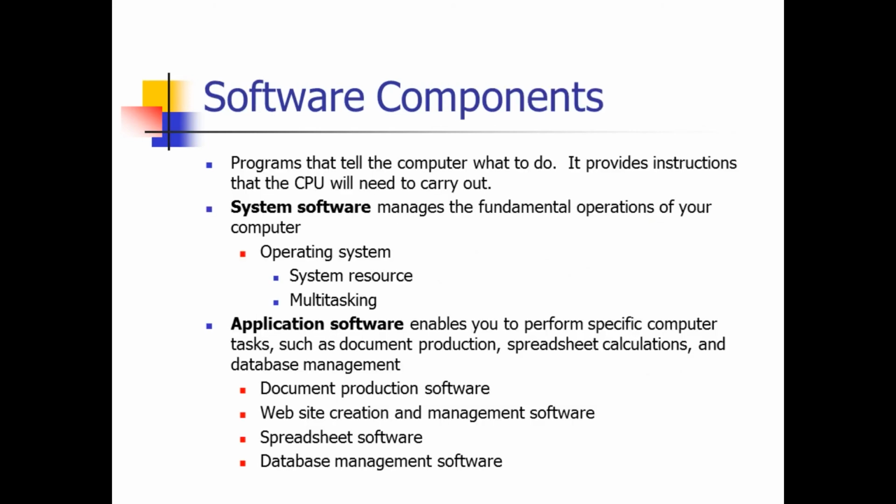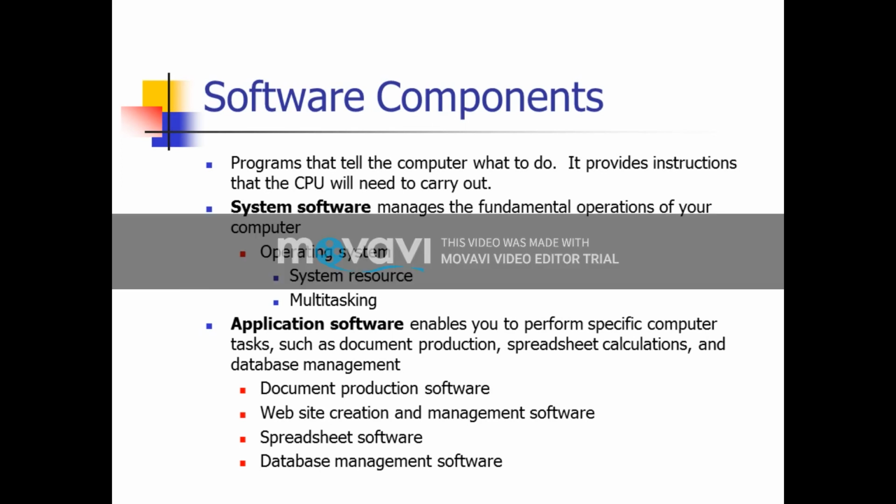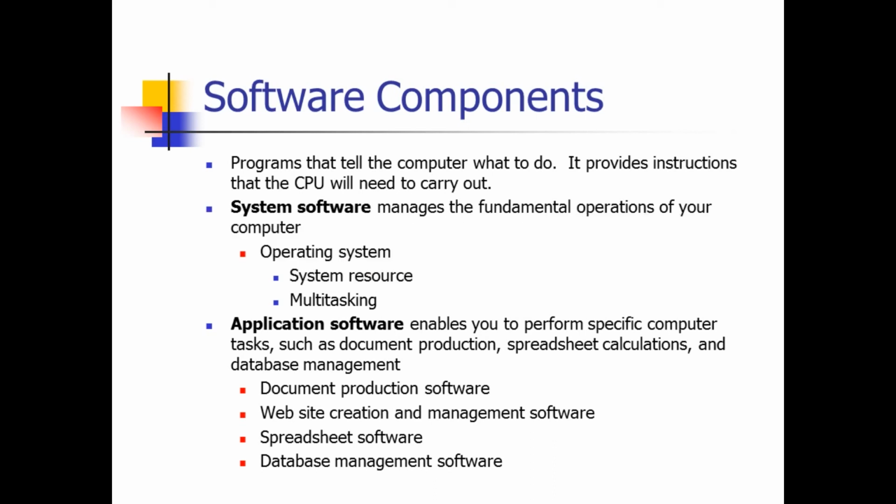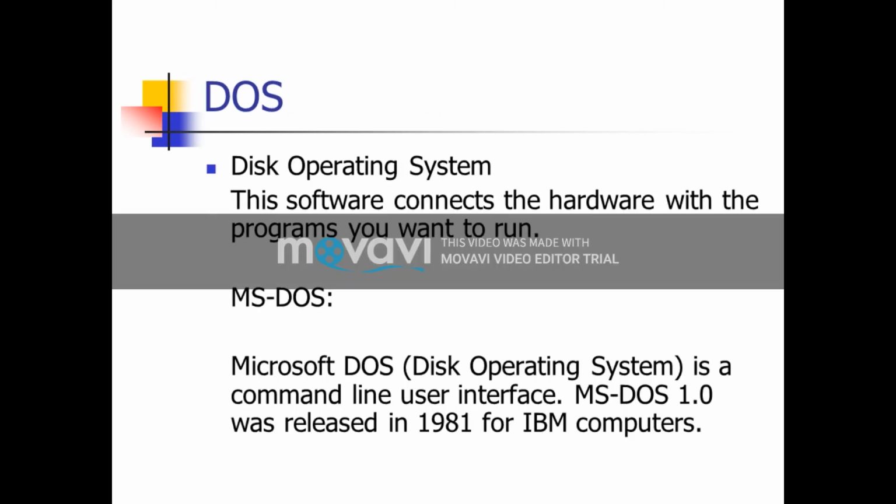Software components, as I told you, are the programs that tell a computer what to do. They provide instructions that the CPU will need to carry out. There may be system software or application software. The system software may be the operating system, or the Windows that we use. Application software may include document production software like MS Word, MS PowerPoint, etc., and website creation and management software.